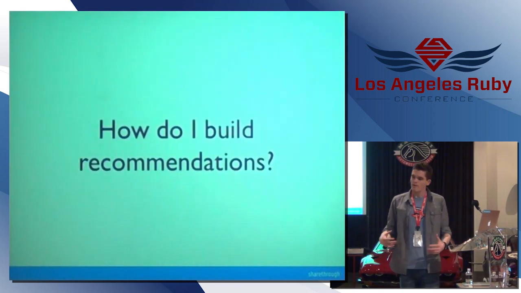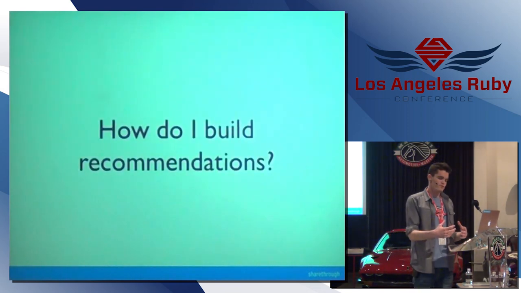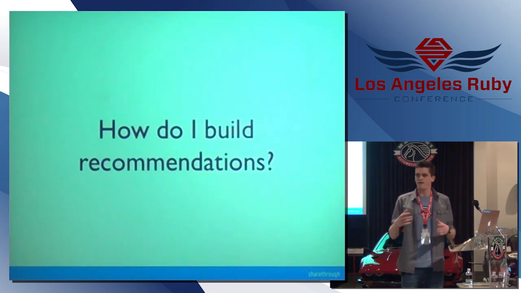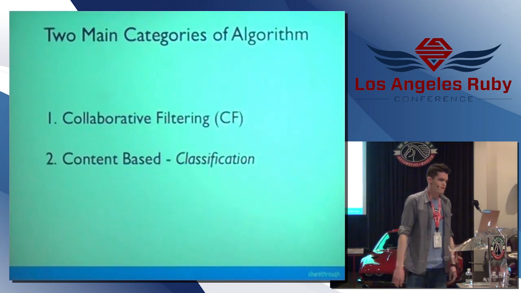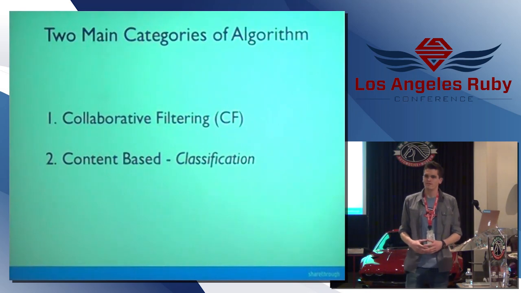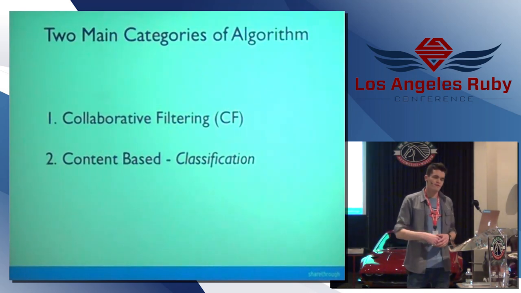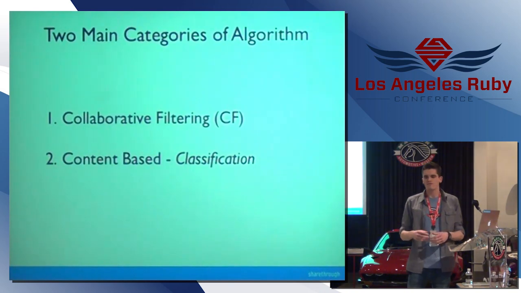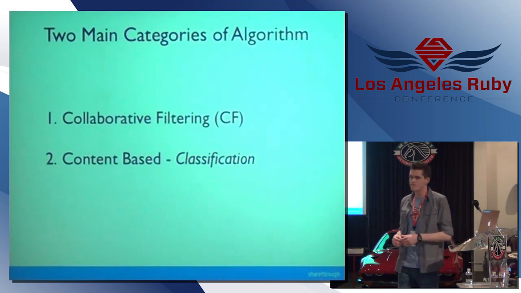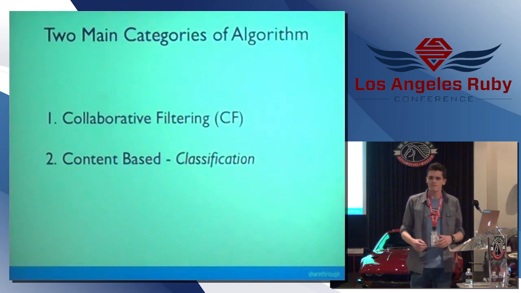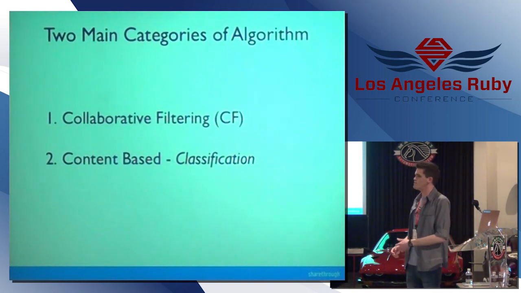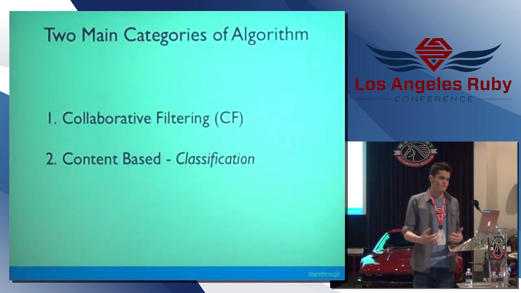So you're probably wondering, how do I build one of these things? What is it really underneath the surface of all these products that we see every day? It turns out there are really two main categories of algorithms that power most of these recommendation systems. Those are collaborative filtering-based, often called nearest neighbor or neighborhood-based algorithms, and content-based algorithms, which are sometimes just called classification, because at the core, you're really just doing a classification task.